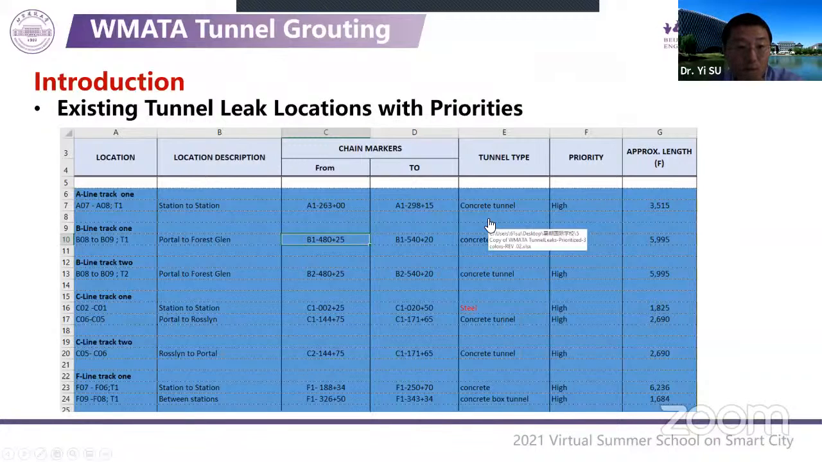There are also existing tunnel leak locations from survey inspection, which also have a priority sequence. Those segments of the metro lines are high priority, which means the leakage issue is terrible and needs to be fixed immediately. And the green one is medium, and the yellow one is low.